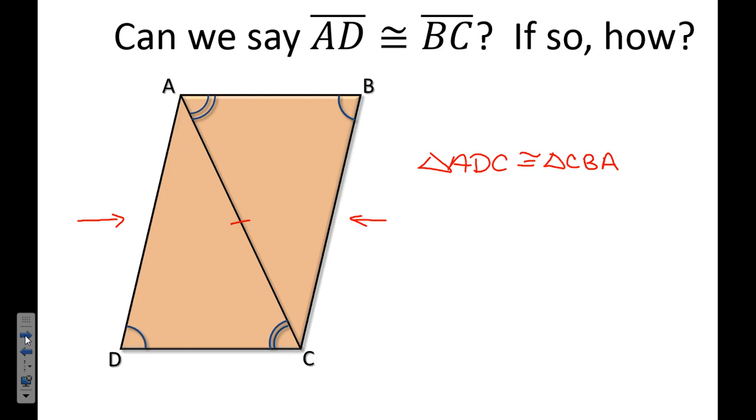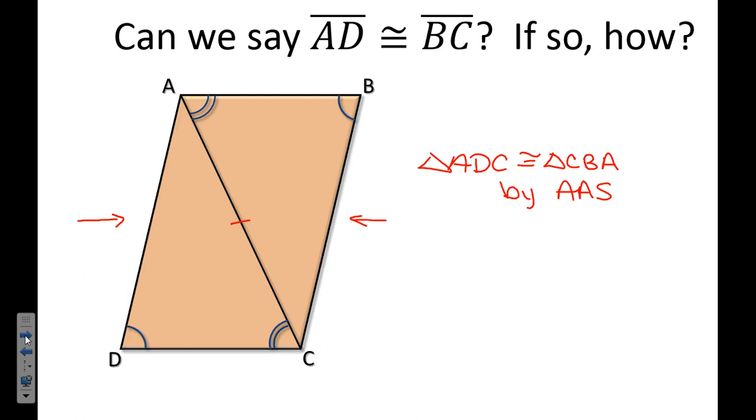Why are they congruent? Angle, angle, side. Why is it angle, angle, side, not angle, side, angle? The side's not in the middle. It's not the included side.